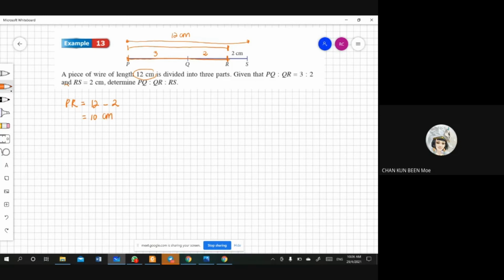Can you tell me how much is the total ratio of PR? Total ratio of PQ and also QR. How much is the total ratio? Total ratio is 3 plus 2 because that is given in the question. So 3 plus 2, how much, class? 5. Yes, very good. Which means the total ratio of PR is 5. So you can see if PR is 10 and the ratio is 5, meaning that the ratio of 1 will represent how many centimeter?